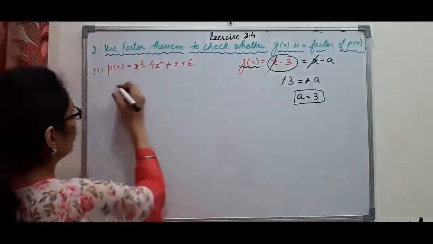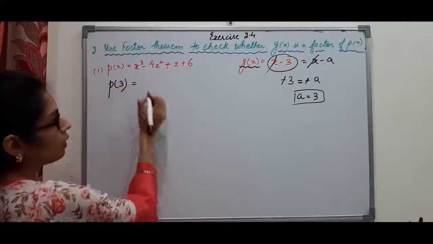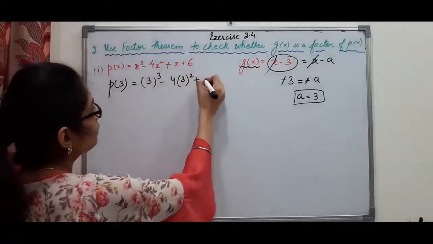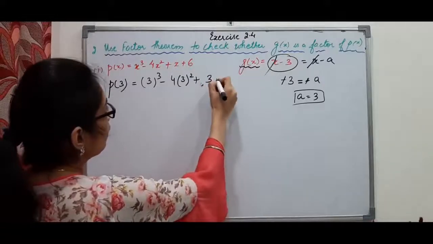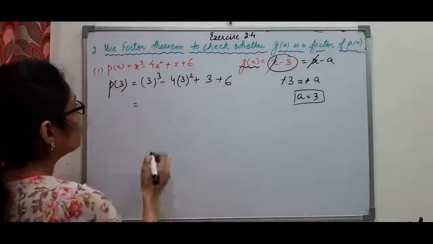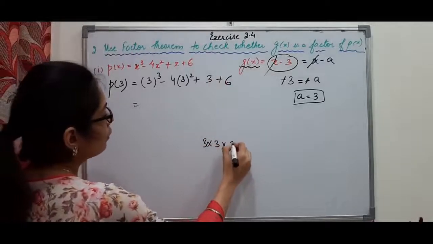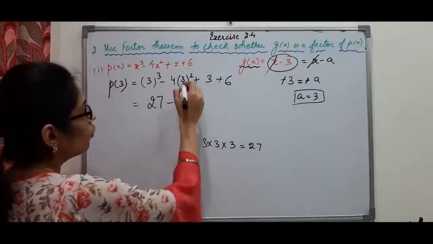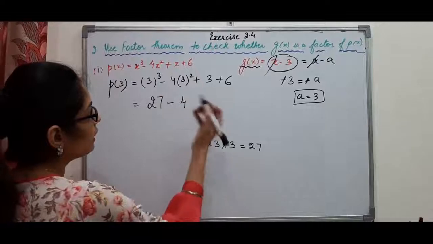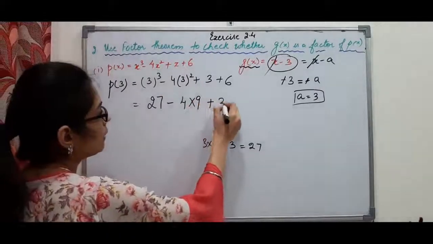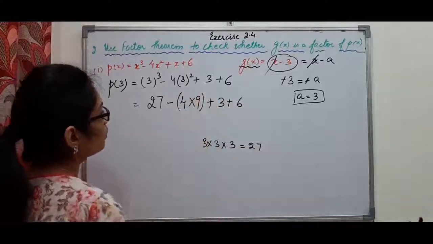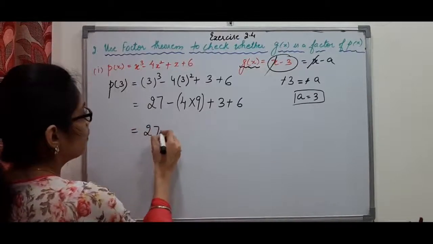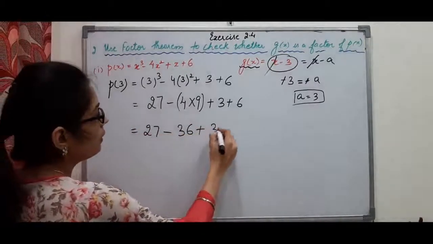So now let's calculate p of a, which is p of 3. 3 cube minus 4 into 3 square plus 3 plus 6. Cube of 3: 3 into 3 is 9, 9 into 3 is 27. So cube of 3 is 27. 4 into square of 3. Square of 3 is 3 into 3, which is 9, plus 3 plus 6. So this I will write in brackets: 27 minus 4 into 9, which is 36, plus 3 plus 6.